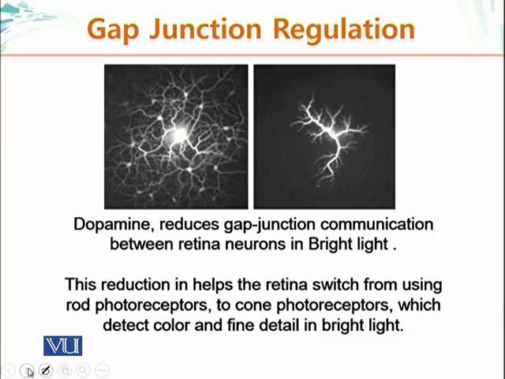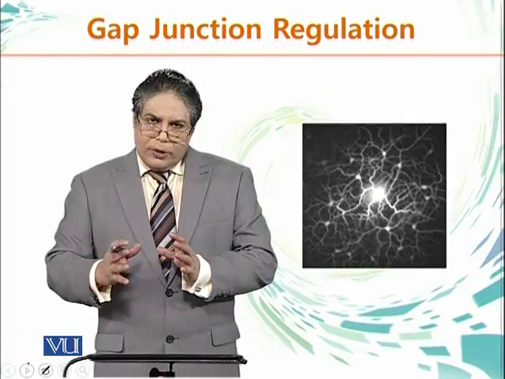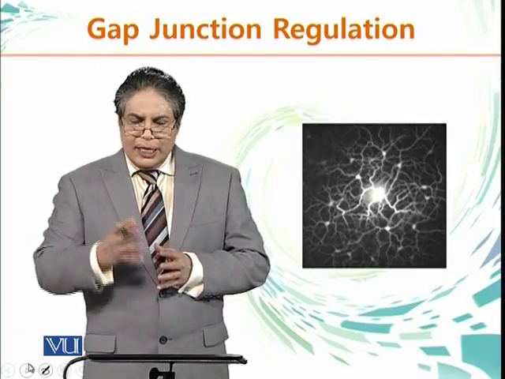Cone cells can detect color and finer detail in brighter light. So our cells in the retina switch from rod to cone cells when the amount of light in the surroundings increases, thereby allowing us or the animals to see color and finer detail. We are going to talk about other types of cell junctions in the later modules.